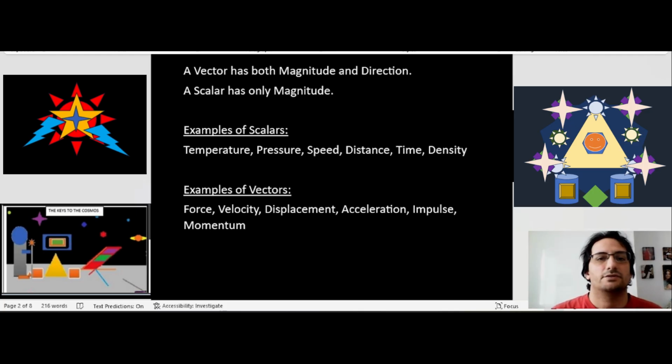Examples of scalars are temperature, pressure, speed, distance, time, density. Scalars are just a number, a value, without direction. Examples of vectors are force, velocity, displacement, acceleration, impulse, and momentum. So anything with a magnitude and direction. Velocity, for example: the magnitude of velocity is the speed, and the direction of the velocity is north, south, and so forth, degrees, and so on.